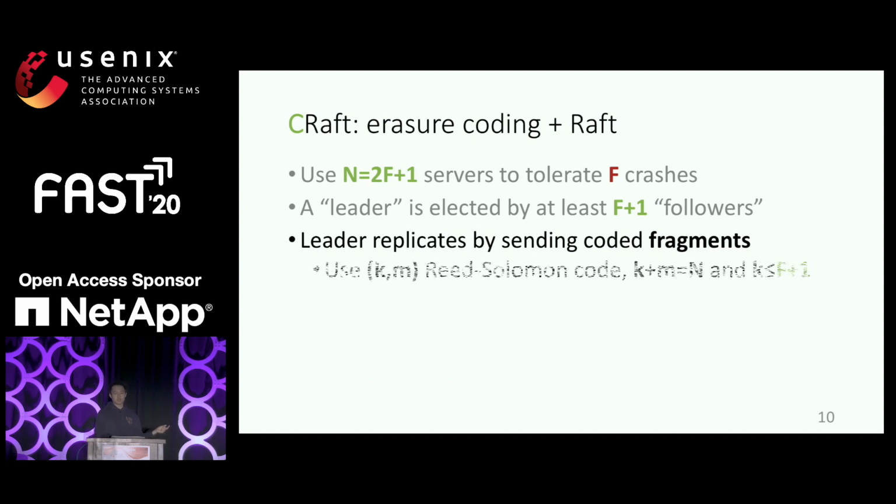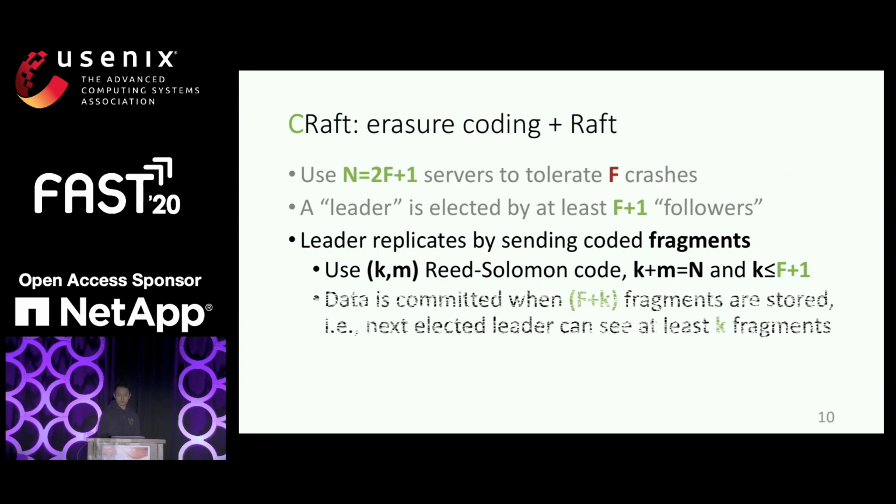Here, the fragments are using Reed-Solomon code, and we choose parameters k and m such that k plus m equals n, which means every server gets a different fragment. We also say k is smaller than f+1 because in the worst case, you have only f+1 servers, and you want to recover the data.